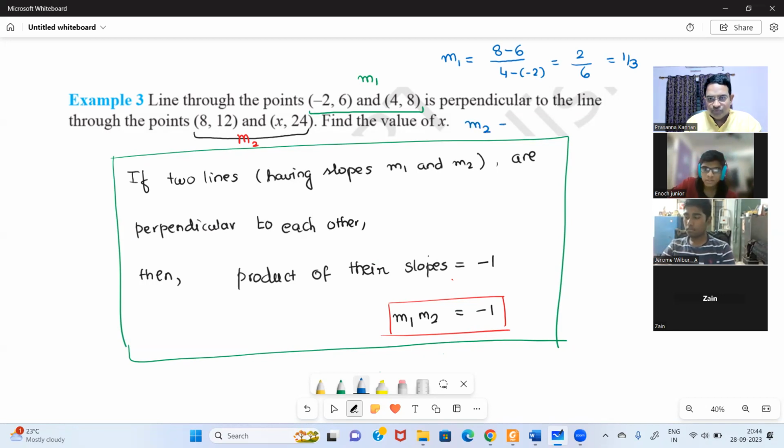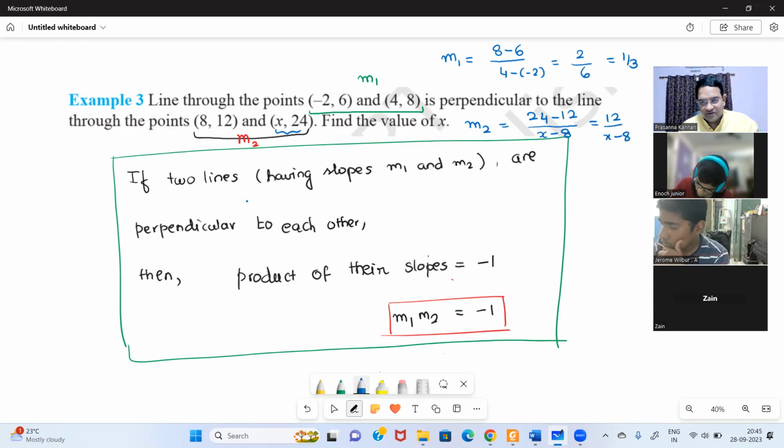And what is m2? Now tell me. 24 minus 12 divided by x minus 8. Yeah, you must be very, very clear with the order. So if you had chosen this as x2, y2, you must maintain it. So 12 divided by x minus 8.